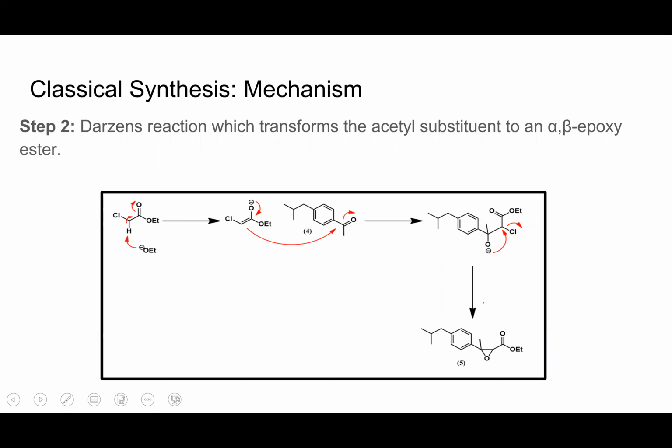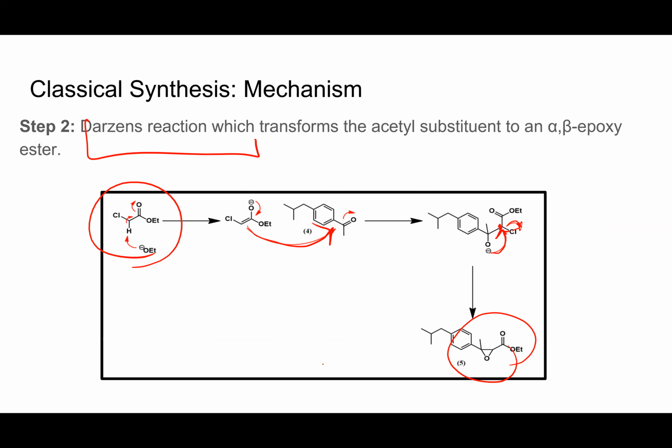The next step is a Darzens reaction. So first of all, we get the formation of an enolate, which is a good nucleophile. Then that's going to do a nucleophilic attack on the electrophilic carbon in the carbonyl. And then we get the formation of the epoxide, where this negatively charged oxygen does a nucleophilic attack on this carbon, bumps off the chlorine, which is a leaving group. Then we get the formation of this epoxide.